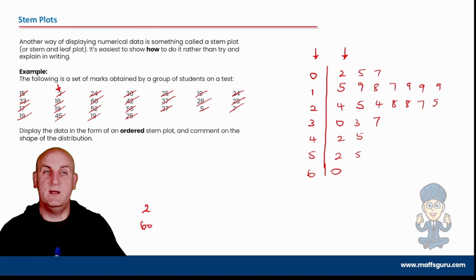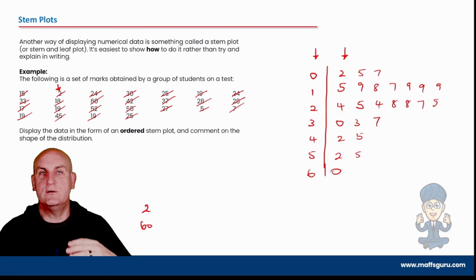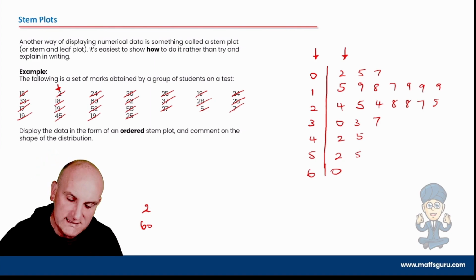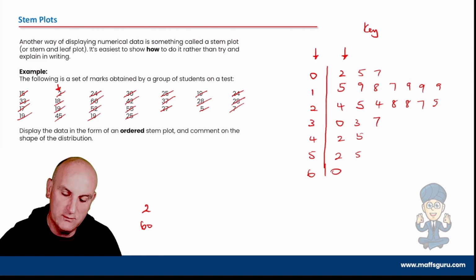So there is my stem plot. Now that's actually called an unordered stem plot, and it's not actually finished. And the reason being is the most important part of a stem plot is in fact the key. Right? So I always have to write a key. Now when I do that, I choose one number from my table. So let's choose the number 15, and I would say 1 line 5 equals 15.